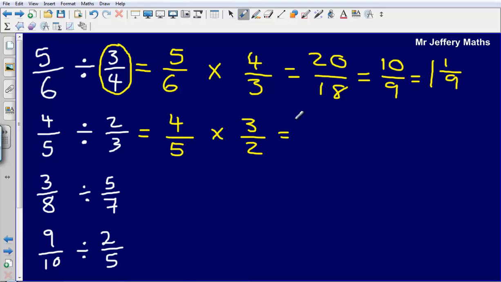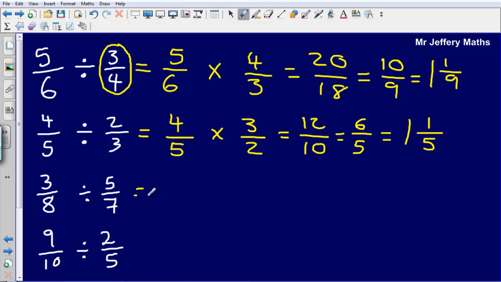Now this is nice and easy to work out. 4 times 3 gives us 12. 5 times 2 gives us 10. This again will simplify. Again it divides by 2, so 12 divided by 2 gives me 6. 10 divided by 2 gives me 5. So it just simplifies to 6/5. And then I can say that's the same as 1 1/5.